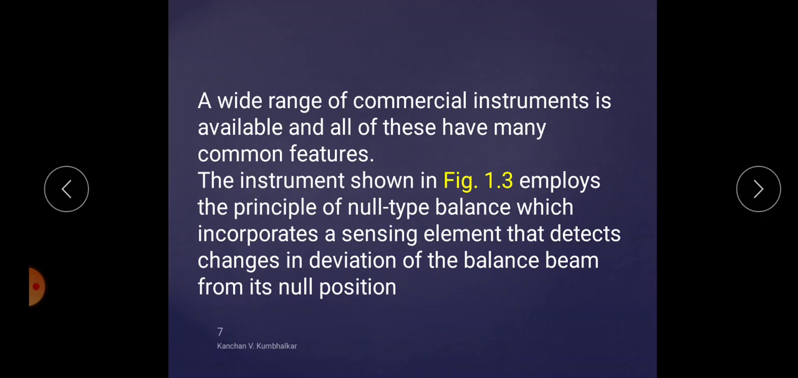So now we are dealing with the actual instrument. A wide range of commercial instruments is available and all of these have many common features. The instrument shown in figure 1.3 employs the principle of a null type balance, which incorporates a sensing element that detects changes in deviation of the balance beam from its null point.